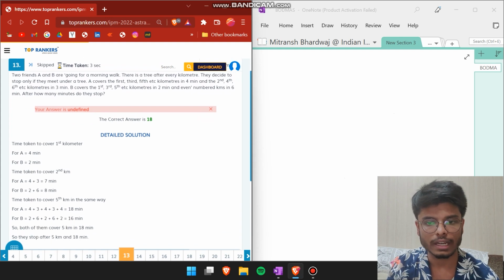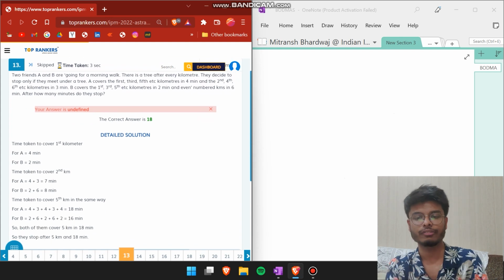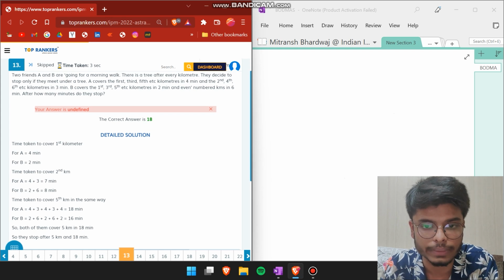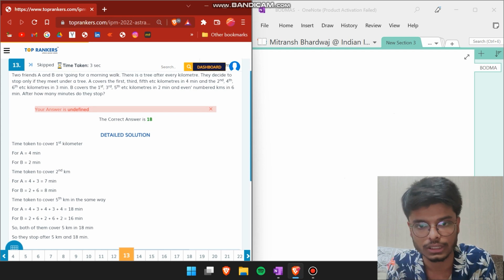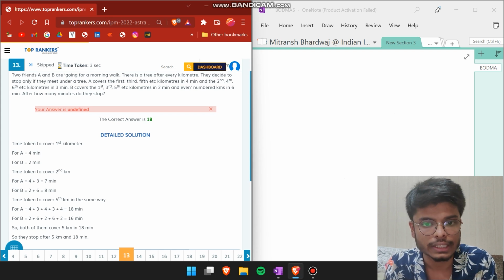So A and B are going for a morning walk. There's a tree after every kilometer. They decide to stop only if they meet under a tree. A covers the first, third and fifth etc. kilometers in 4 minutes and the second, fourth, sixth etc. kilometers in 3 minutes. B covers first, third, fifth etc. in 2 minutes and even numbered kilometers in 6 minutes. After how many minutes do they stop?